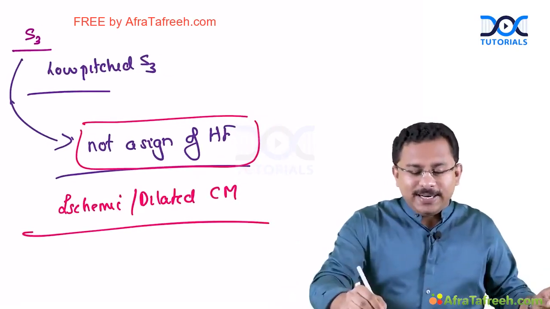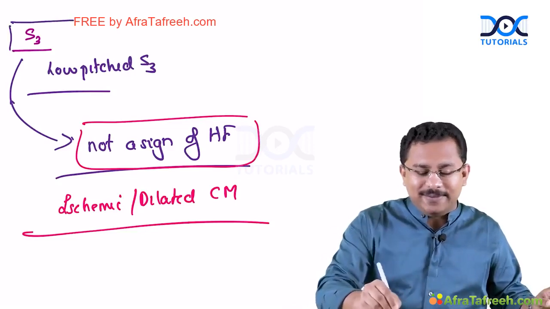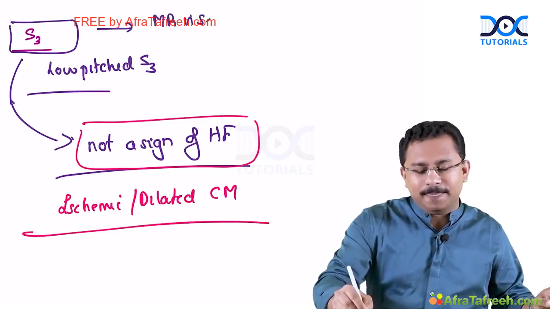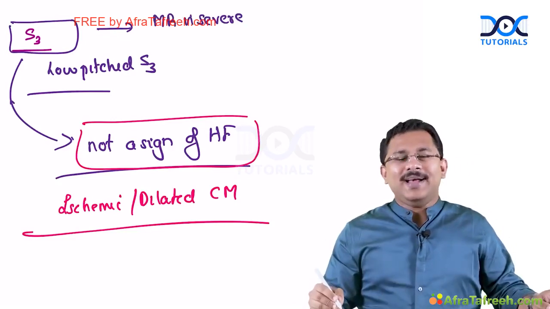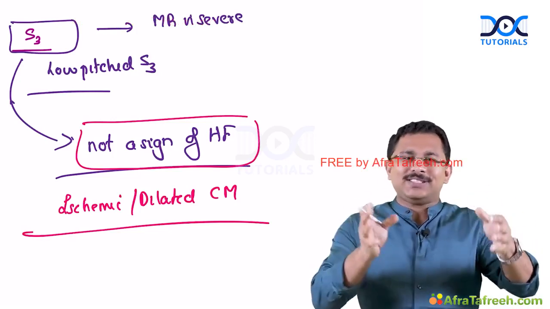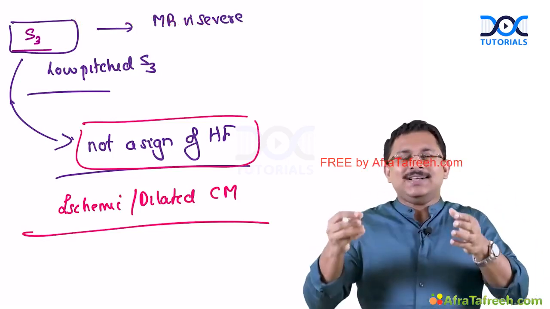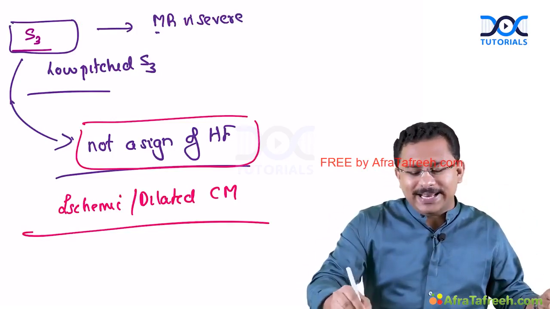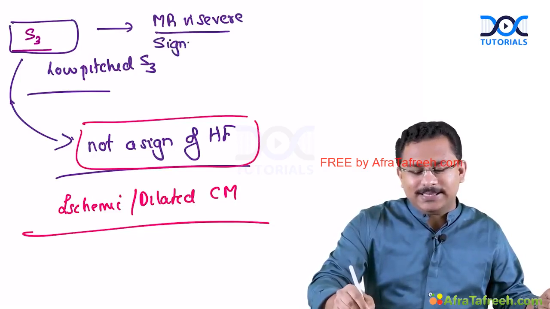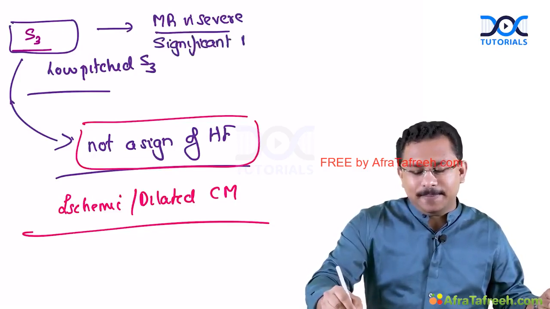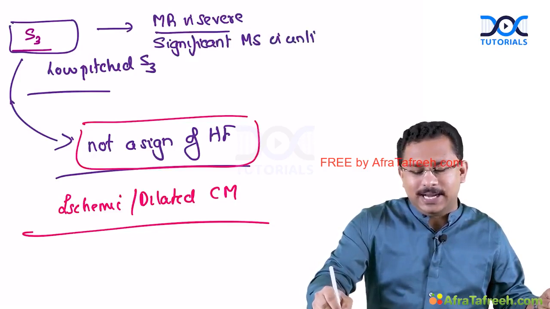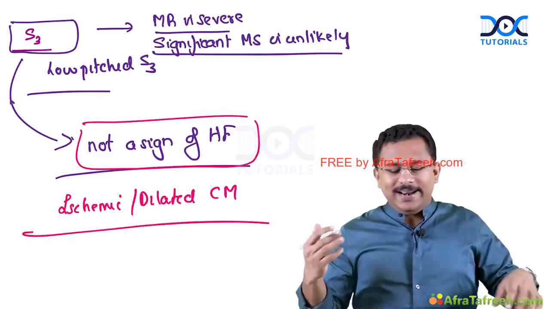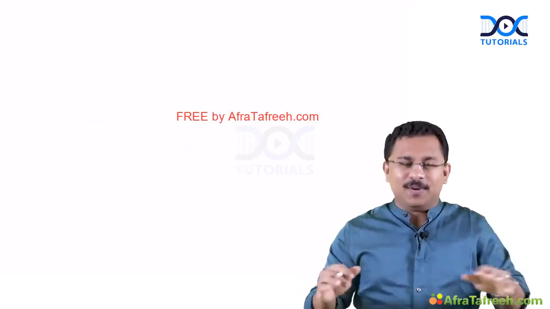Now, if there is a patient with mitral regurgitation who is having an S3, I can be sure of two things. One is the MR is severe. And see, many cases of MR may be associated with MS. So in case there is an associated MS, this S3 is unlikely. So if there is an S3, I can also make a statement that a significant MS is unlikely. So I can be sure of these two points. So S1, S2, S3, these three are very important.